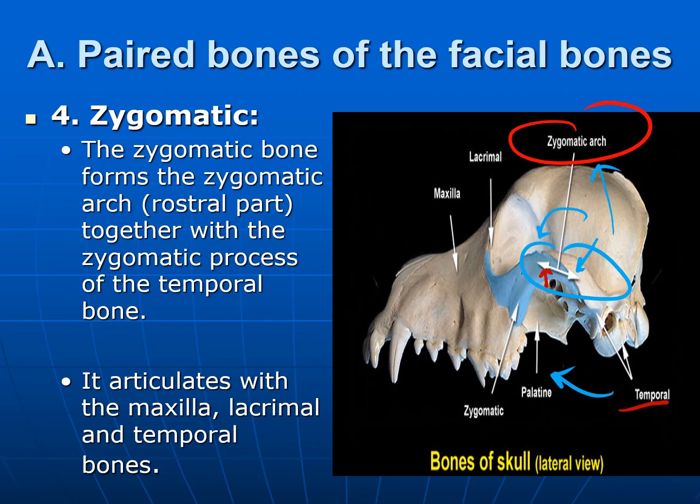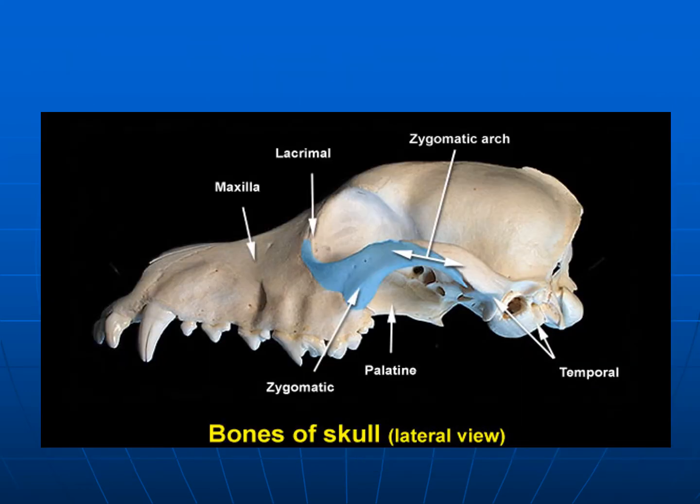This bone here, the zygomatic bone, articulates with the maxilla, and you can see it also articulates with the temporal bone and the lacrimal bone. So this one here is the zygomatic bone. As you can see, it articulates with the temporal bone, with the maxilla, and also with the lacrimal bone.